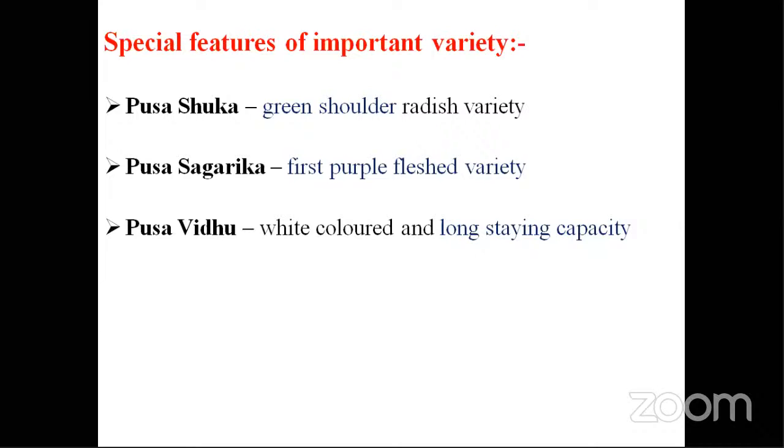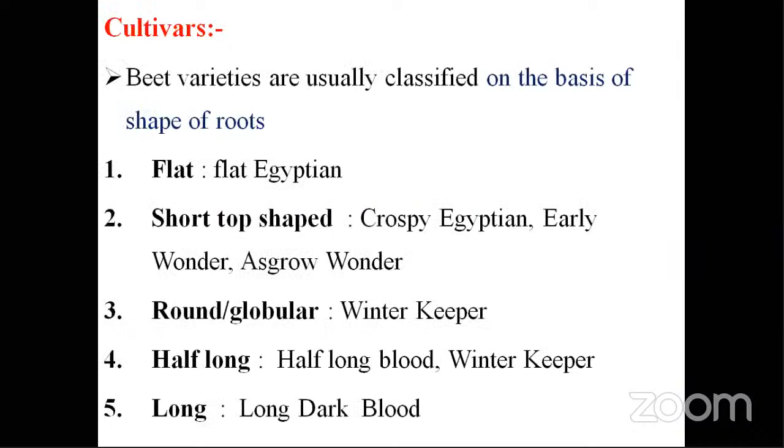So it is a long staying capacity radish. Next, coming to beetroot. If you classify beetroot, then we have the classification as flat, short top shaped, round or globular, half long, and long shaped. The flat, the name itself says flat, Egyptian is the example. Short top shape means it should look like a top.